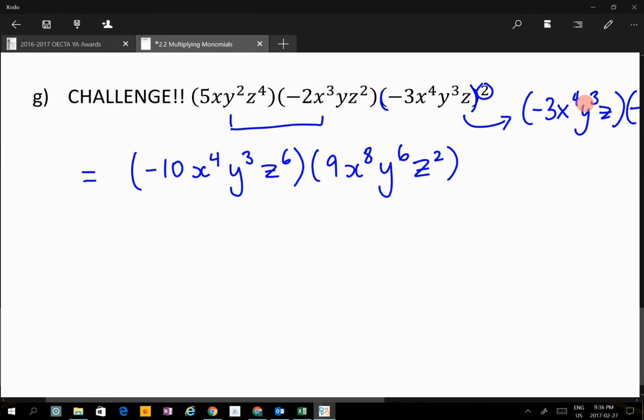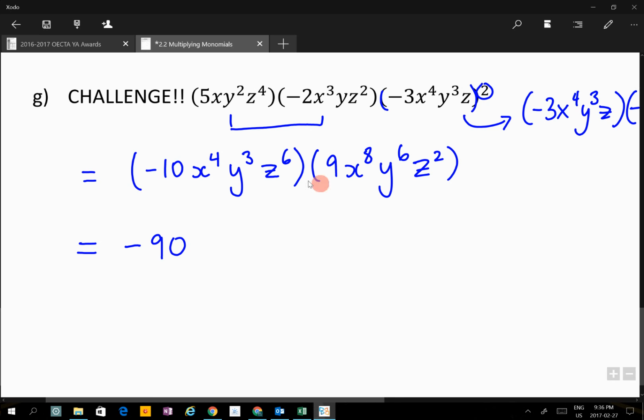Okay? Now on my next step, this is a multi-step problem. I can combine now these two terms. They're being multiplied. So again, as usual, I just multiply the coefficients. Negative 10 times 9. A negative times a positive is a negative, so I have negative 90.